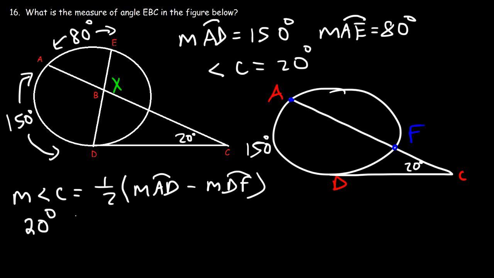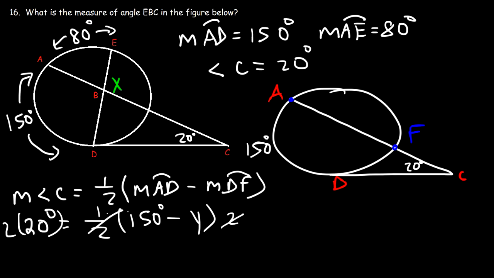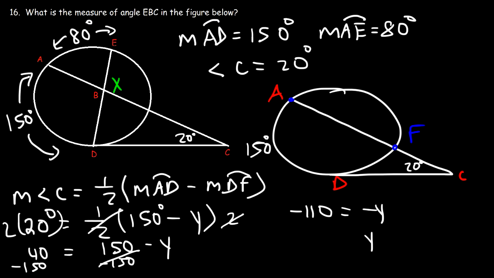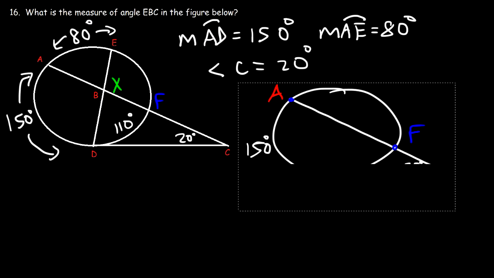Now angle C is 20 degrees. Arc AD is 150. Now let's say DF is y. So let's multiply both sides by 2. Half of 2 is 1, and 2 times 20 is 40. So 40 is equal to 150 minus y. Now let's subtract both sides by 150. So 40 minus 150 is negative 110. So we can say that y is positive 110. And so that's the measure of arc DF. It's 110 degrees. So now that we have that answer, let's move on to the next part of the problem.